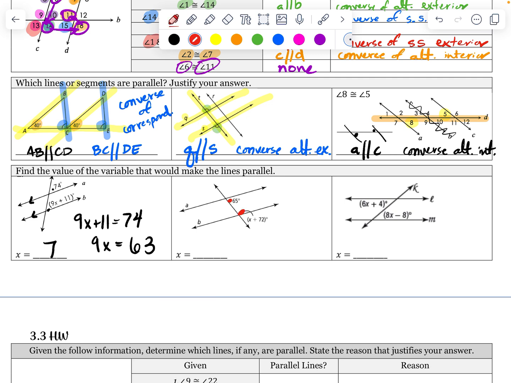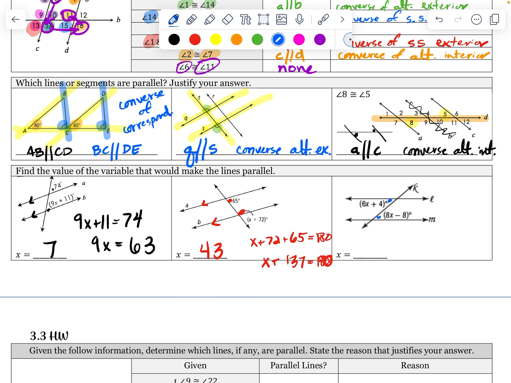All right. These two are on the same side. So A and B, we're going to assume are parallel. A and B are going to be parallel if these two add up to 180. So x plus 72 plus 65 equals 180 degrees. X, I'm lazy, where's my calc? 72 plus 65 is 137. 180 minus 137 is 43. So if x equals 43, then A and B are parallel by the converse of same side interior angles theorem. Whew.